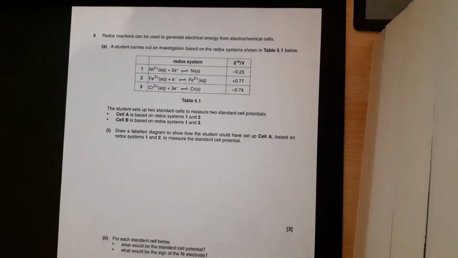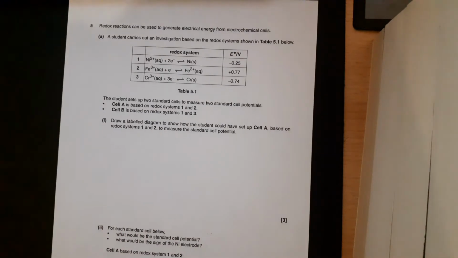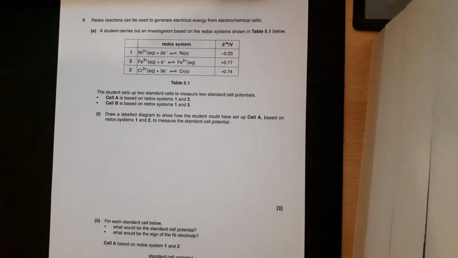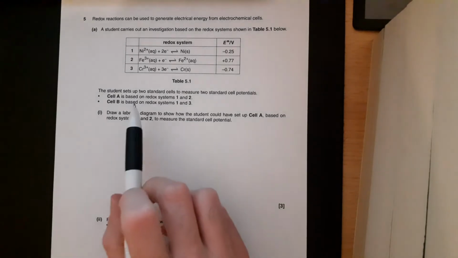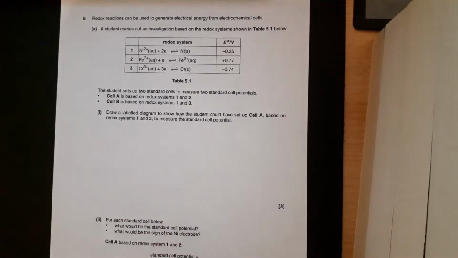Okay, carrying on. Here's another question, looks a bit similar. We've got a table full of equilibria and electrode potentials again. So, as I said, these questions do kind of repeat after a while. They do start to look a bit similar. We've got a question here that's very similar to one that we've seen in the previous video, if you watched the first one. We've set up a cell here, and it wants us to draw a labeled diagram to show how to set it up.